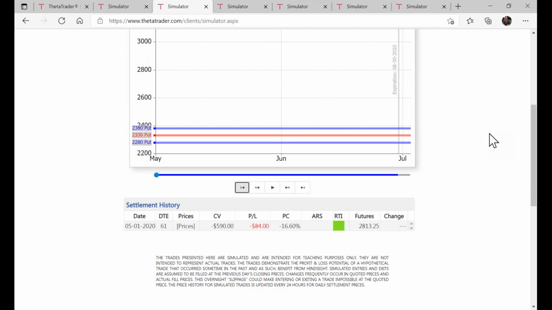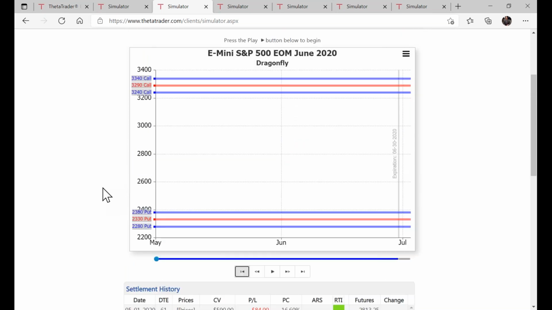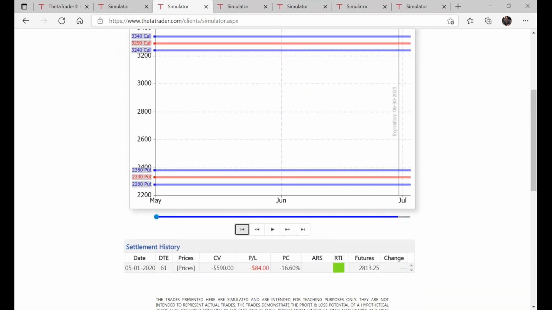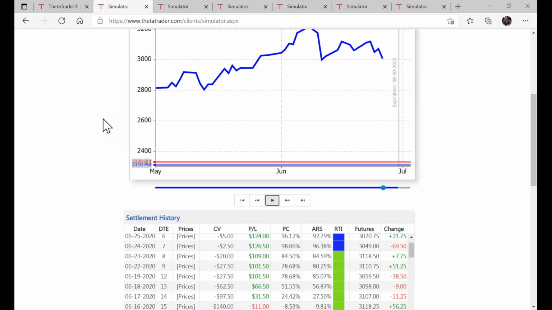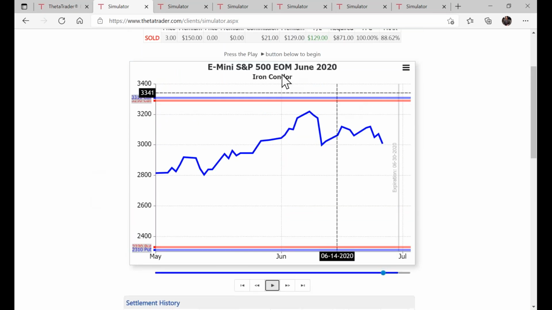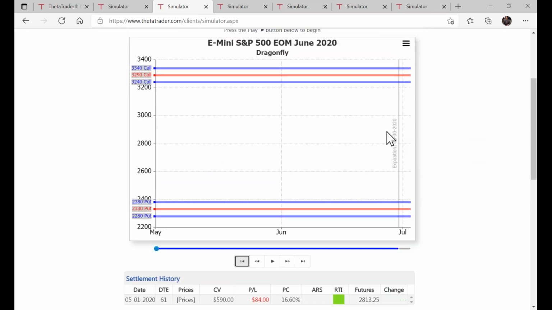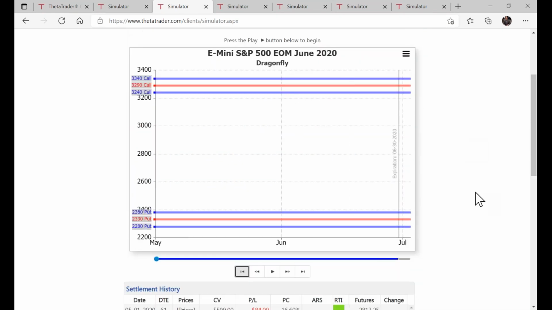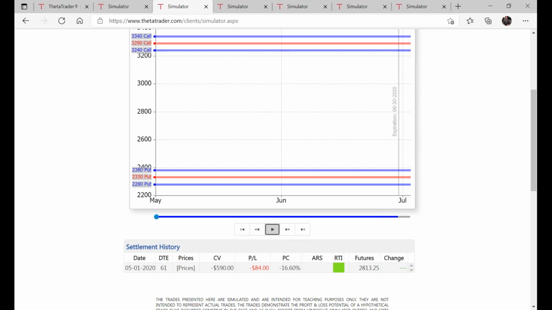Now, here's the Dragonfly. This is the same day, May 1st. So instead of doing an end of month June Condor, what if you did a June end of month Dragonfly instead? Let's take a look.